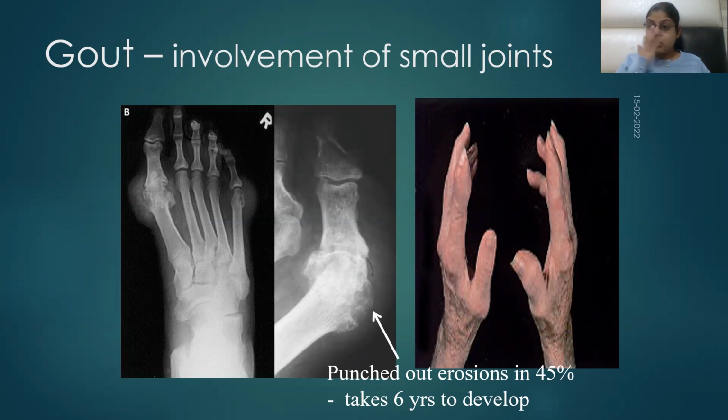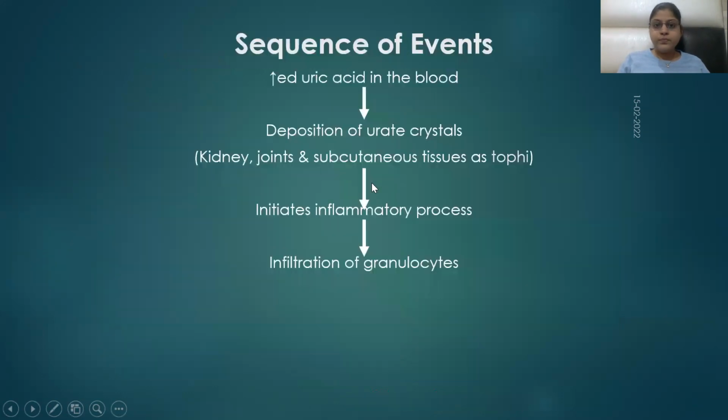Basically gout is seen first of all in the metatarsophalangeal joints. It may be seen in the joints of wrist, ankle, knee, shoulder, and in fingers and toes. Basically, there are erosions and articular damage. Bony erosions will be seen in 45%, and they take 6 years to develop. These articular damage and bony erosions of the joints will take place in gout.